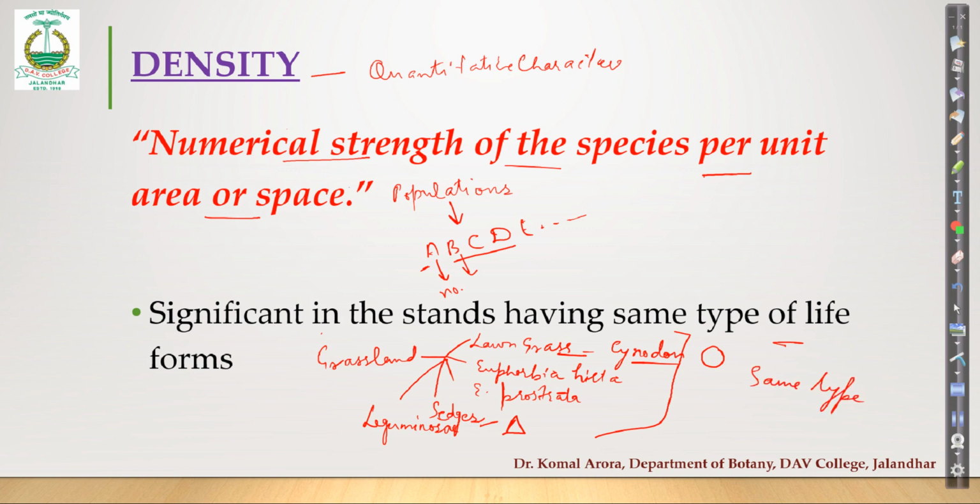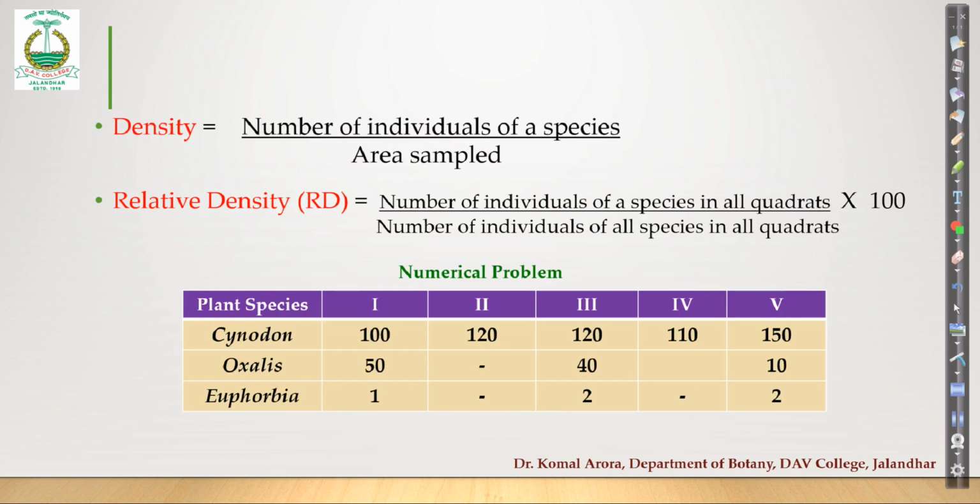So at a place where life form differentiation does not exist, density can help. This is of significant importance because the number of plants of all these species will vary, and that will define the structure of that plant community. So it is very, very important. Now, how do we calculate density? It is the number of individuals of a species divided by the area sampled. In frequency, we only looked at the presence or absence of a species, whereas in density, we look at the number of plants of that species.